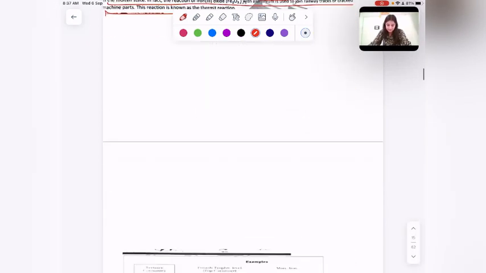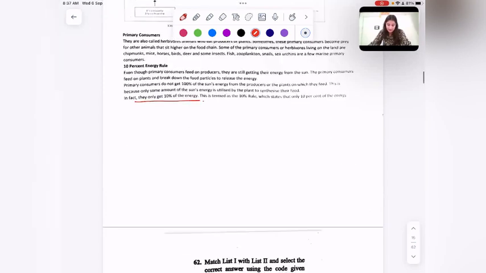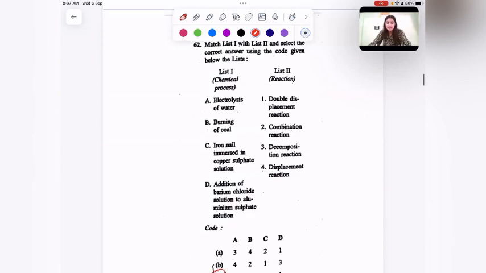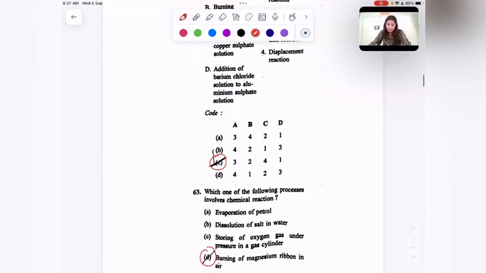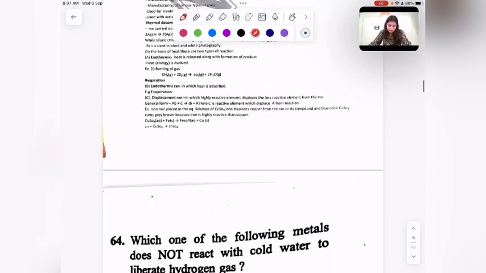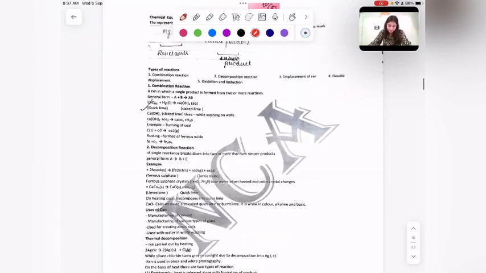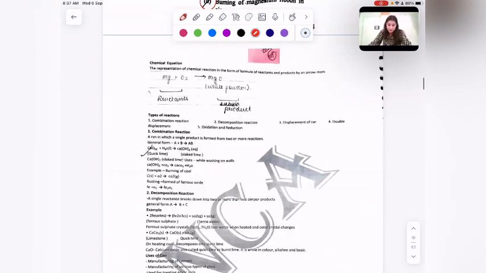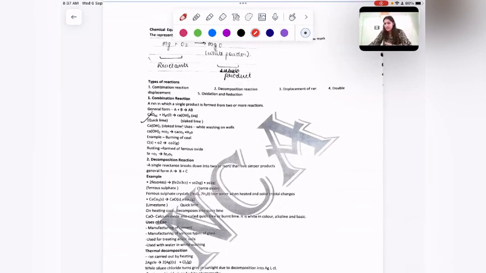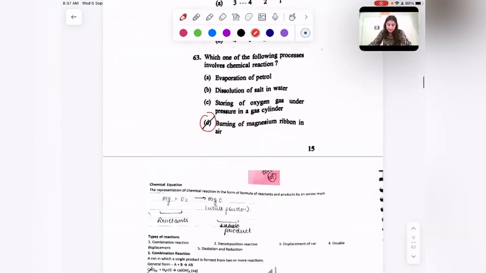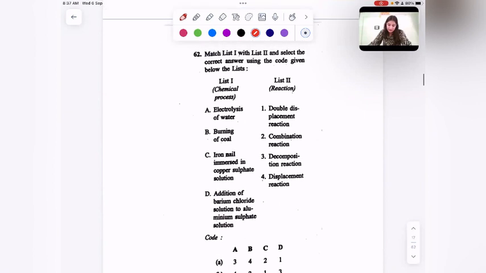Next, okay, match the following. These two questions are from the mixtures chapter and separation of mixtures. Okay, so here I want to show you. Sorry, this one is from chemical reactions, right? As you can see from the notes, all sorts of chemical reactions are given: combination, displacement, decomposition. All reactions are given. So option C is the correct answer.